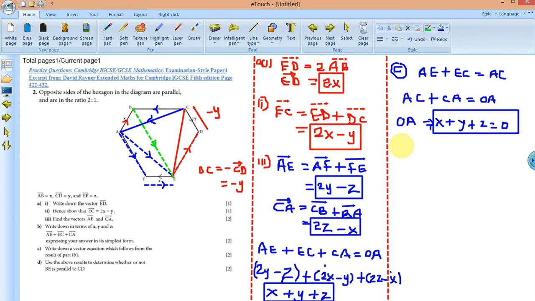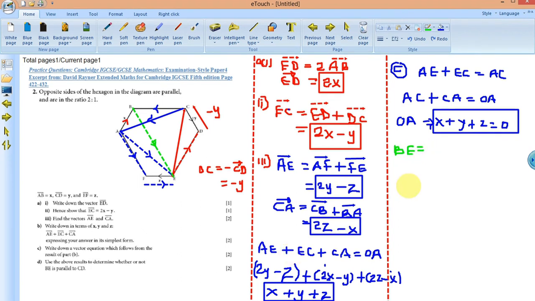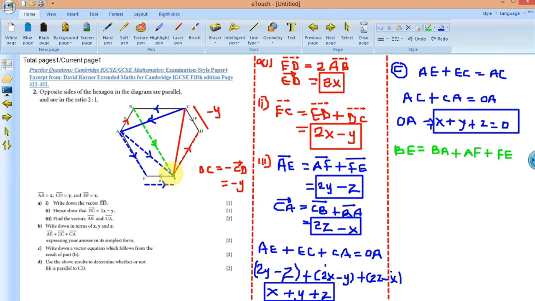So BE equals, for some reason I'll put all the arrows there. Okay, so BE equals BA plus AF plus FE. Okay, sorry about that. So from B down to F, you move BA, then AF, then FE. So that's the movement.